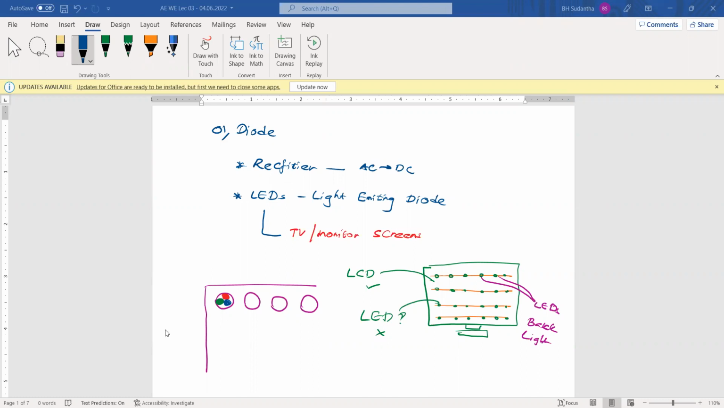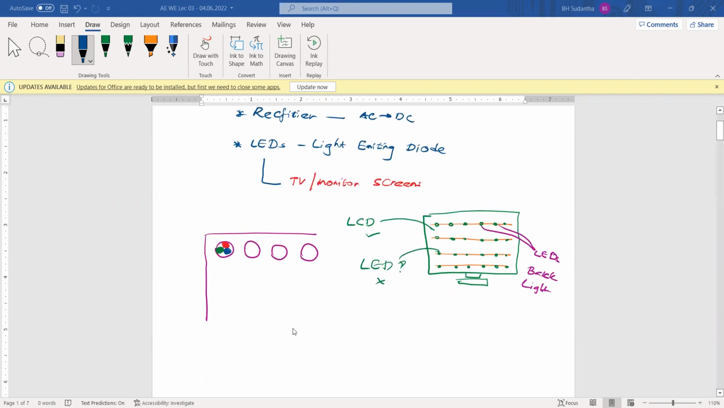Okay, then like that we can make TV screens, and for this one to make LED and monitor screens, we can use these LEDs. The other one is for lighting applications. For lighting, we use LEDs.